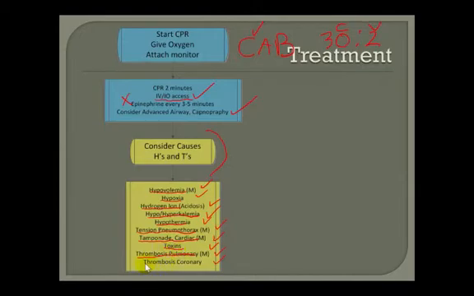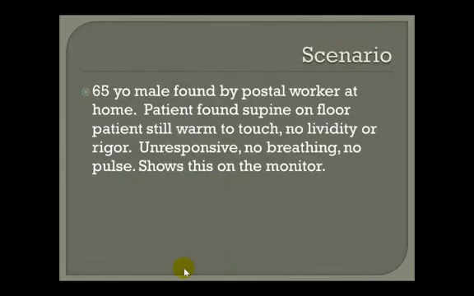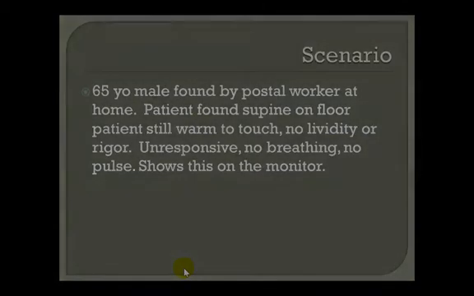And then coronary thrombosis, again, if they're in full arrest at this point, and we can actually get an ROSC and get them to a place where they can reperfuse the myocardium, that's the direction that we would like to go. So here is the scenario section, and the scenario will follow this. You have a 65-year-old male found by a postal worker at home. The patient was found supine on the floor. The patient is still warm to touch, no lividity or rigor, unresponsive, no breathing, no pulses, and shows this on the monitor.